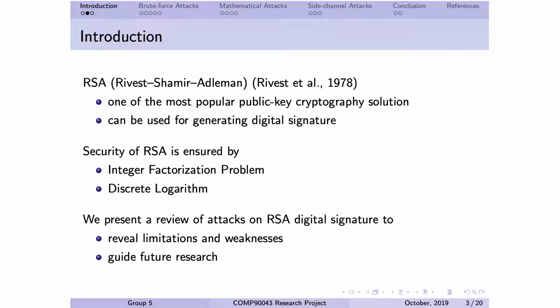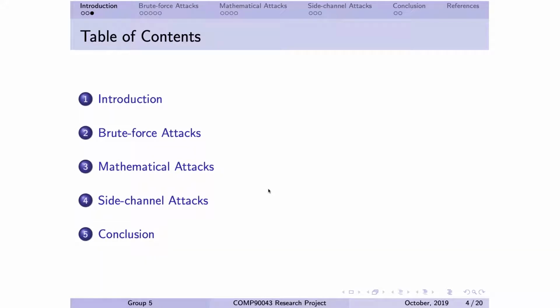The security of RSA is ensured by the hardness of two problems, the integer factorization problem and the discrete logarithm problem. In this work, we will present a review on attacks on RSA's digital signature scheme to firstly review the limitations and weaknesses of this scheme, and then also guide future research.